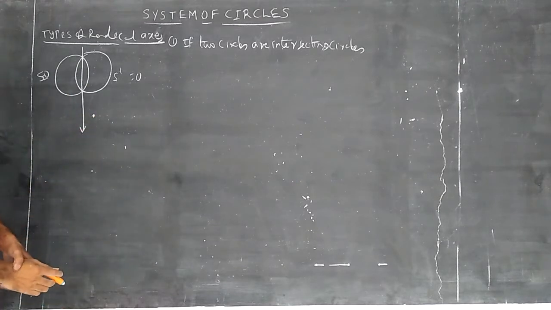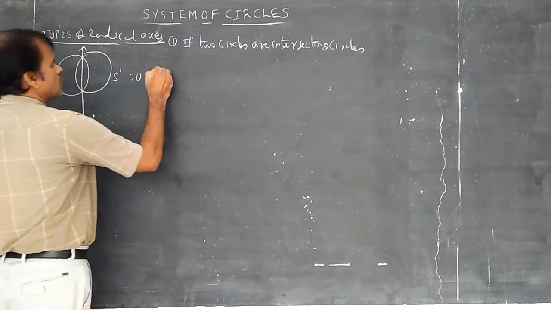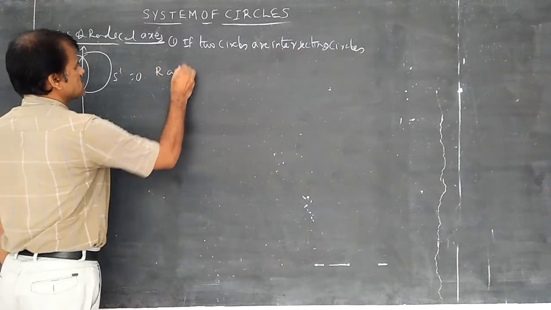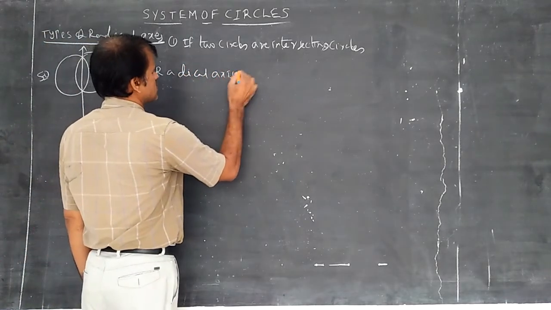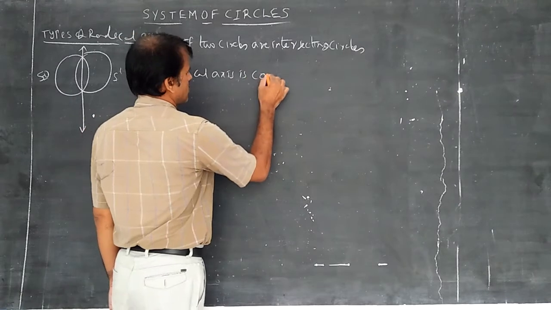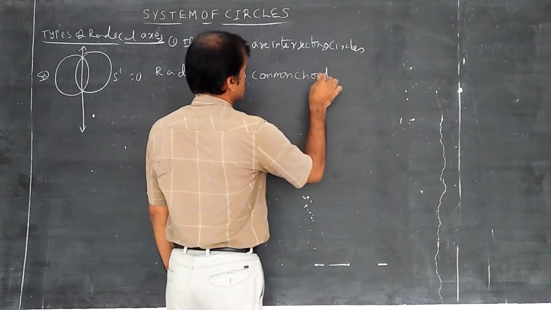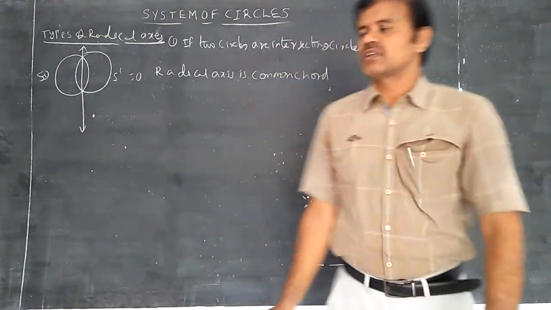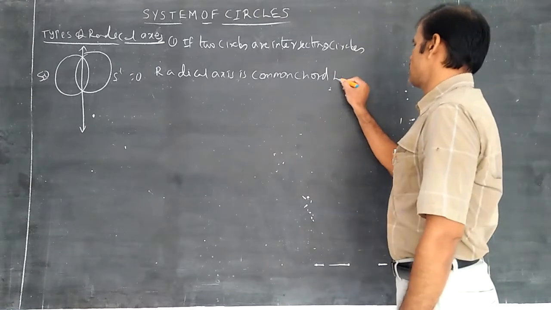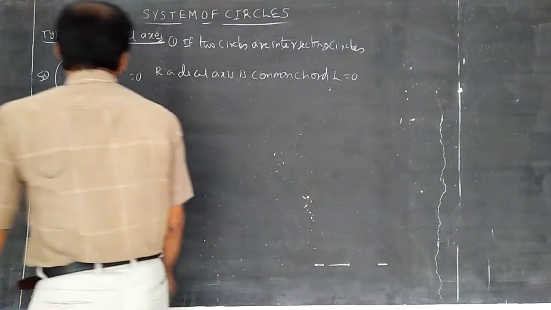We said that the locus of points whose powers with respect to the two circles are equal. So the radical axis is the common chord. Radical axis is the common chord. Whenever the radical axis is a line, whether it is a common chord or a straight line or a tangent, it is denoted by L equal to 0.